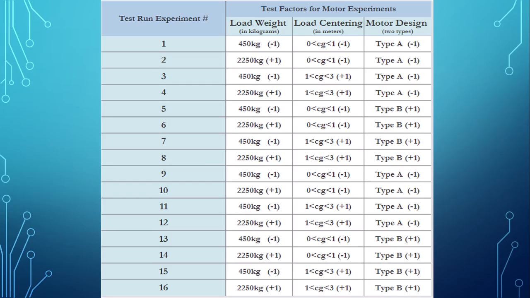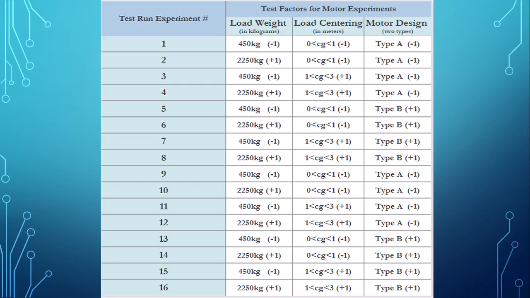In this table, we see that our 3 factors are shown: load weight, load centering, and motor design. Each factor has 2 variance states. Load weight is either low, negative, or high, positive. Centering is either balanced, negative, or off-center, positive. And we have motors type A, negative, and type B, positive.